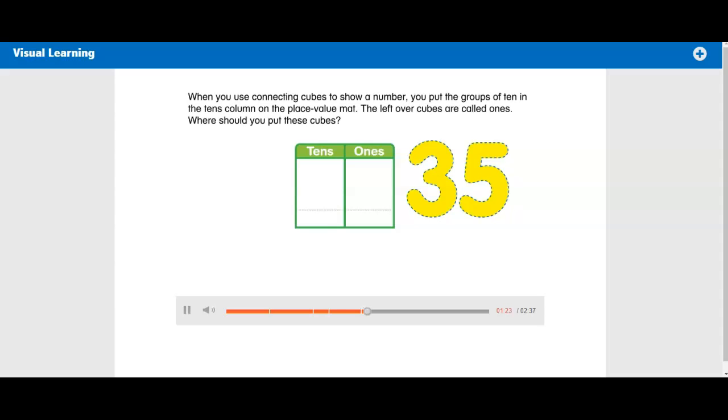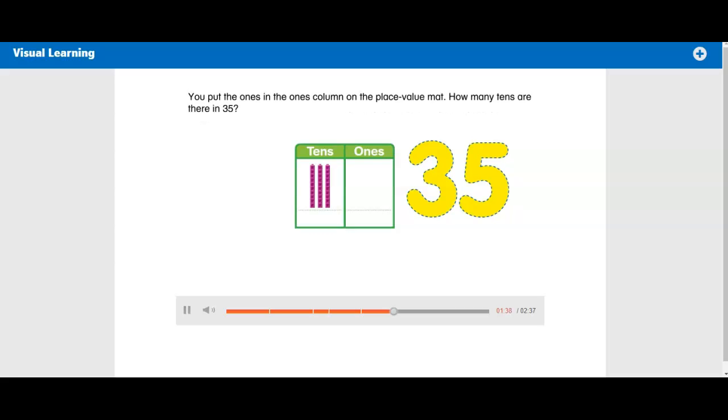When you use connecting cubes to show a number, you put the groups of 10 in the tens column on the place value mat. The leftover cubes are called ones. Where should you put these cubes? You put the ones in the ones column on the place value mat. How many tens are there in 35? There are 3 tens. How many ones are there? There are 5 ones.